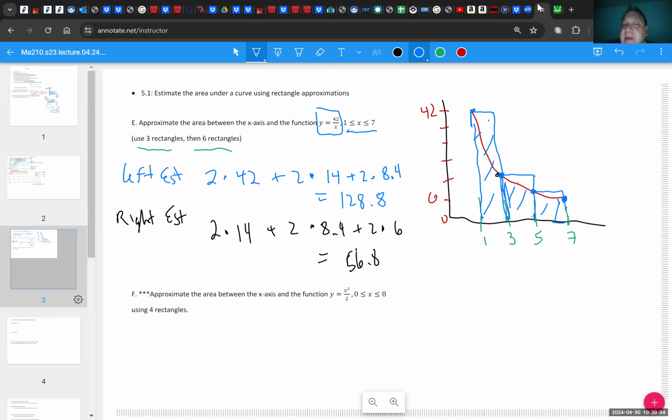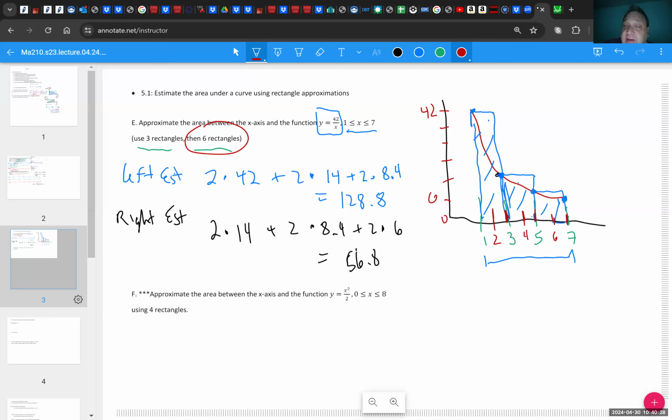That means we need to break the x-axis down into smaller segments. From 1 to 3, 3 to 5, 5 to 7. From 1 to 7 here creates only 3 rectangles if we're going by 2 each time. So if we want to get 6 rectangles, we're going to have to make a smaller distance in the x direction. And the way I set it up is if you just go by 1, 1 to 2, 2 to 3, 3 to 4, 4 to 5, 5 to 6, 6 to 7, it actually does make 6 rectangles. So 1, 2, 3, 4, 5, 6.